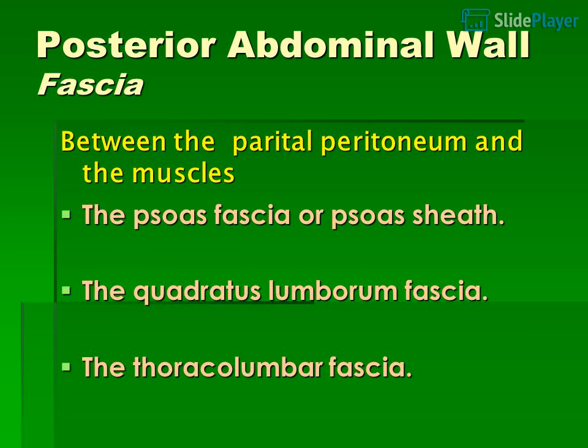Posterior abdominal wall fascia, between the parietal peritoneum and the muscles: the psoas fascia or psoas sheath, the quadratus lumborum fascia, and the thoracolumbar fascia.